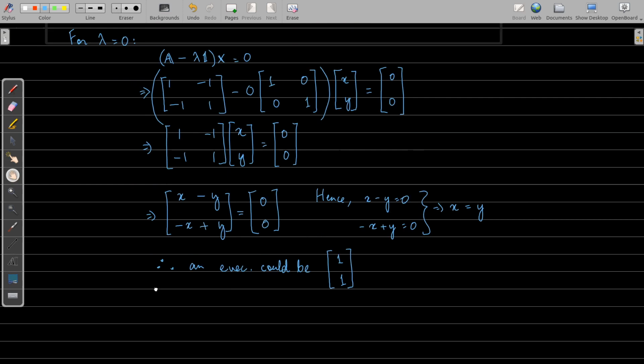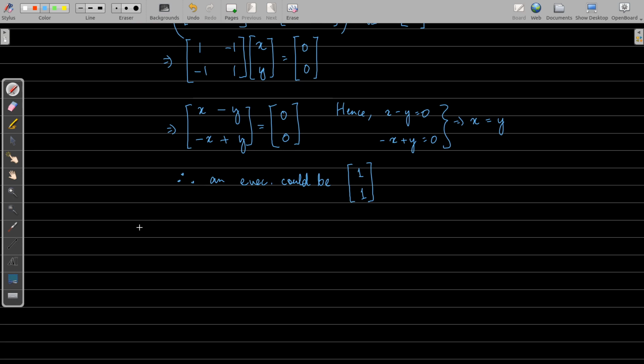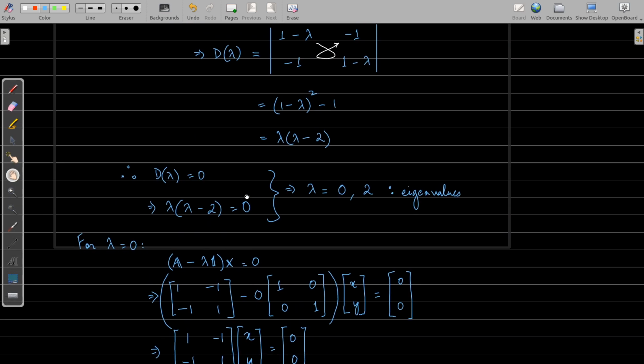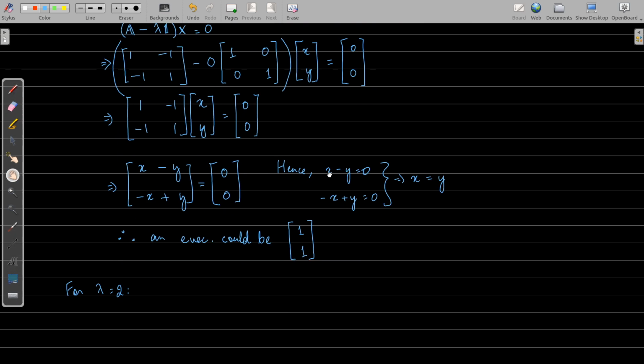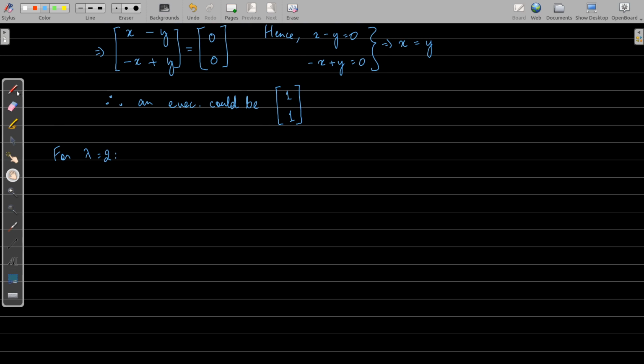Likewise, you could also do this for lambda equal to 2, the other one. For lambda equals 2, you can work this out, and you'll find that the other eigenvector will be 1, minus 1. So this is an eigenvector and this is another eigenvector, corresponding to the eigenvalues that we have. That's how you can solve an eigenvalue problem.